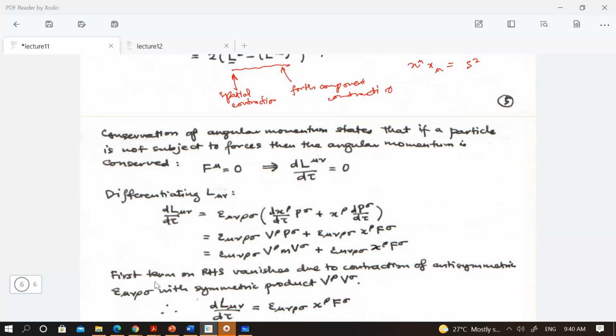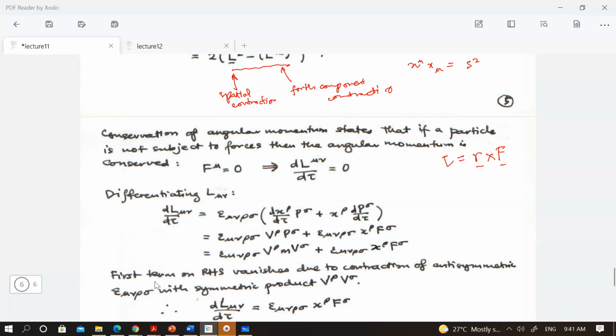Okay, the other thing that we want to see is the idea of conservation of angular momentum. So in Newtonian mechanics, one has the idea of torque, which is R cross F. If your force is equal to zero, then your tau is equal to zero. It's a similar thing over here. If the four-dimensional force, the four force, equals zero, then essentially that will lead to the relativistic version of your angular momenta also being conserved.